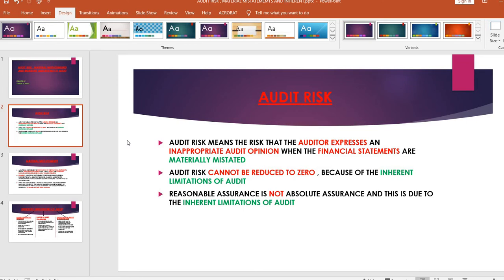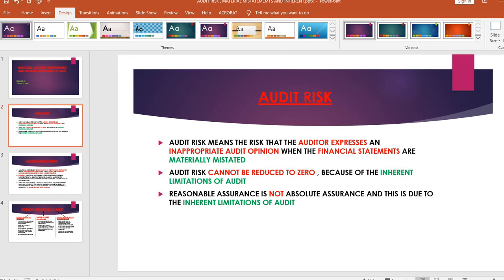So basically audit risk means a risk that the auditor expresses an inappropriate audit opinion. The term inappropriate is highly important over here. Only when the financial statements are materially misstated, there are chances that an auditor expresses an inappropriate audit opinion. Otherwise, it will be because of his negligence only that he gives an inappropriate audit opinion, right? So this first point is covered, I think.